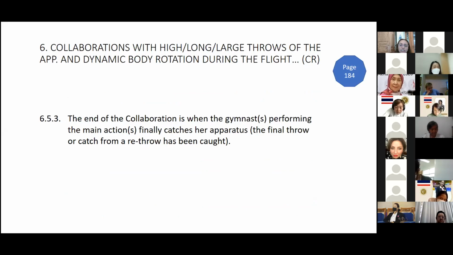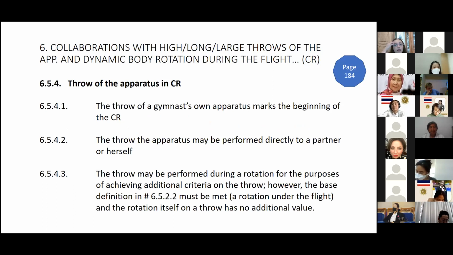The end of the collaboration is when the gymnast performing the main action finally catches her apparatus. The final throw or catch from a rethrow has been caught. This is very important. Throw of the apparatus in a collaboration CR. The throw of the gymnast's own apparatus marks the beginning of this CR. So I must throw my own apparatus. The throw of the apparatus may be performed directly to a partner or to myself, or to herself. The gymnast can throw to herself.